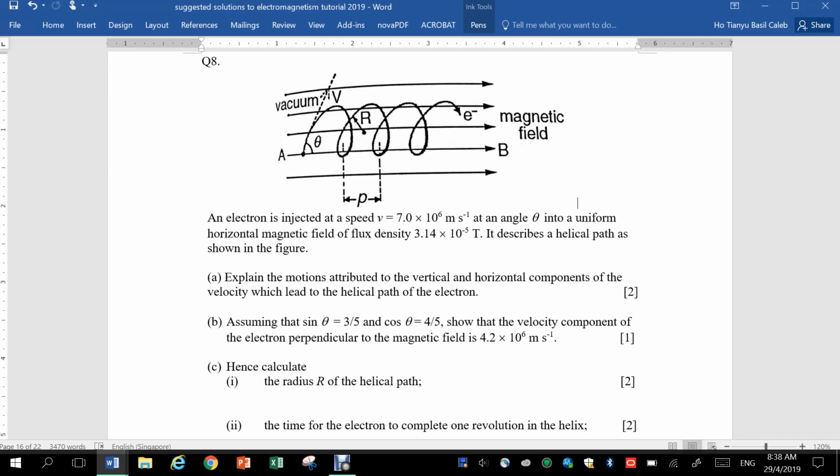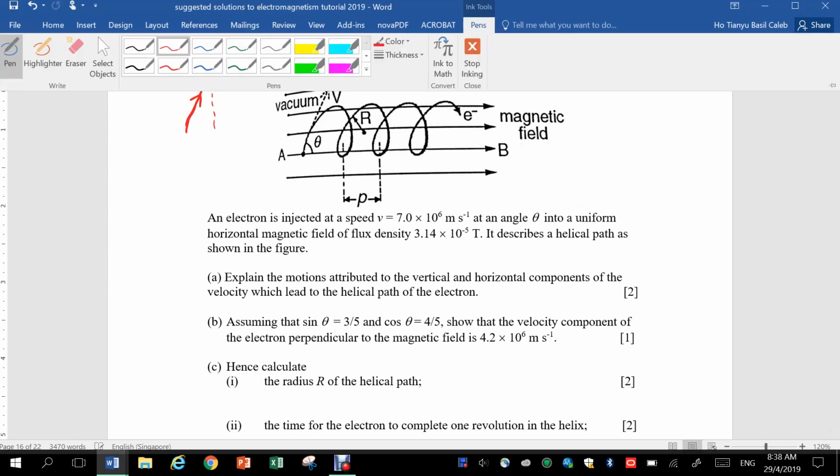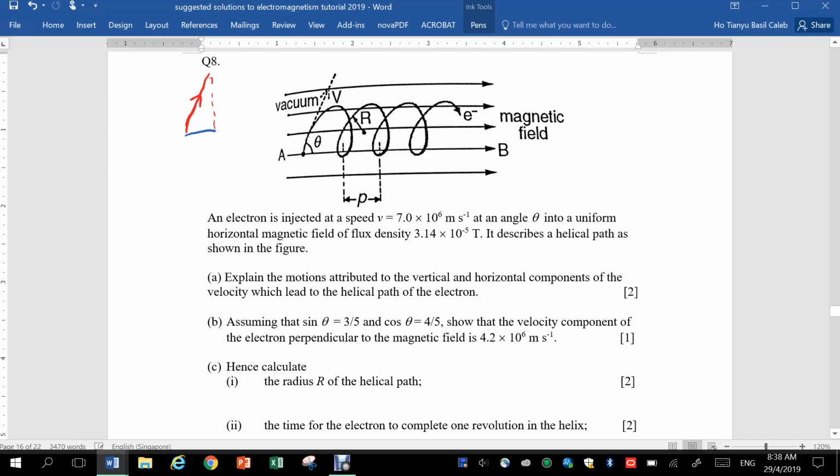So if you look at this electron over here, it has two components. If you look at the velocity that's given to us, it has a component that is parallel to the B field. It also has a component that is perpendicular to the B field. So what does this do for us?